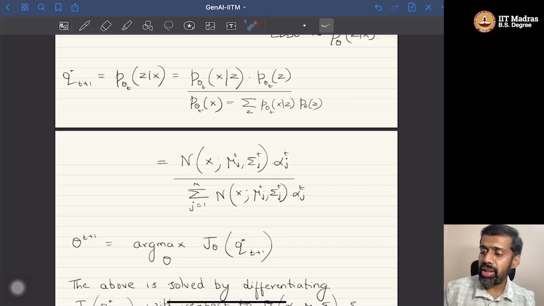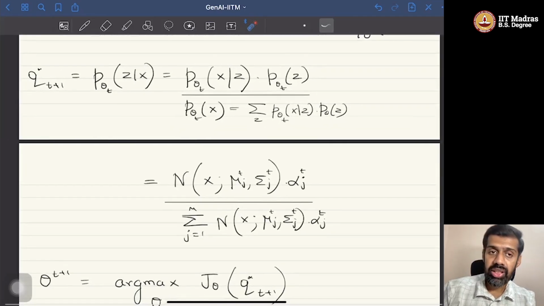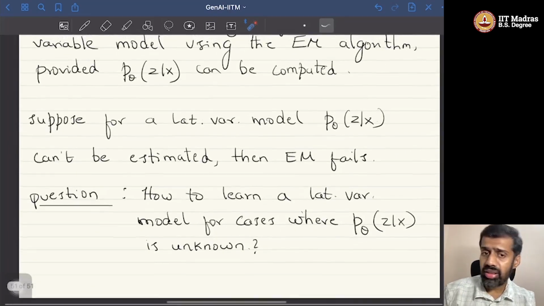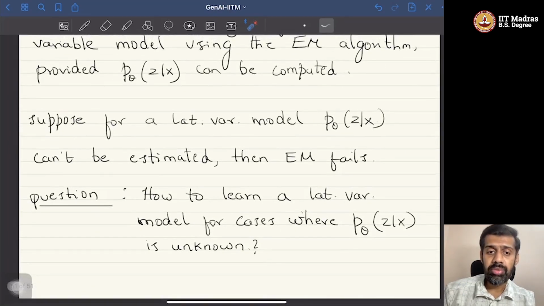So now if we want to make our p theta of x, which is the model distribution, a little more generic, in those cases there's no guarantee that p theta of z given x can be computed. Now if p theta of z given x cannot be computed, then the expectation maximization algorithm cannot be applied to find the parameters for a latent variable model. Therefore the question is, how do we come up with algorithms to learn latent variable models where p theta of z given x is unknown?